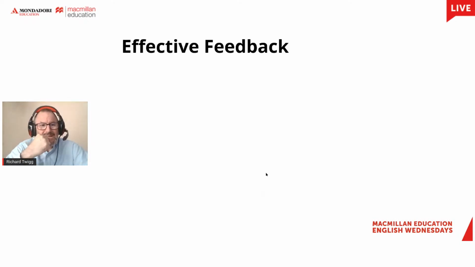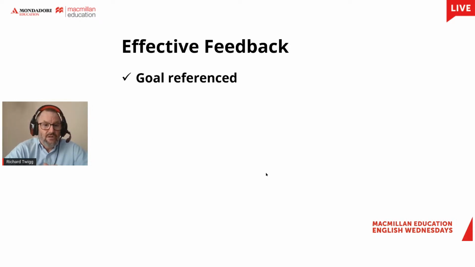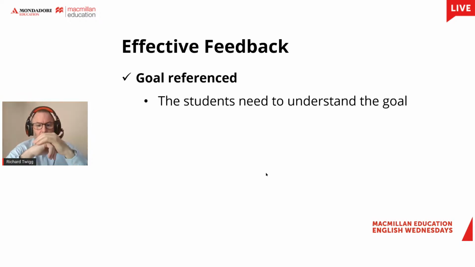So let's look at effective feedback itself. Effective feedback needs a number of factors. There needs to be a number of things present for feedback to be effective. First of all, it needs to be goal referenced. We need to have it linked, as we said before, we need to know where we are and we need to link it to a goal, to an outcome. Okay. And it's very important that the students understand that goal.